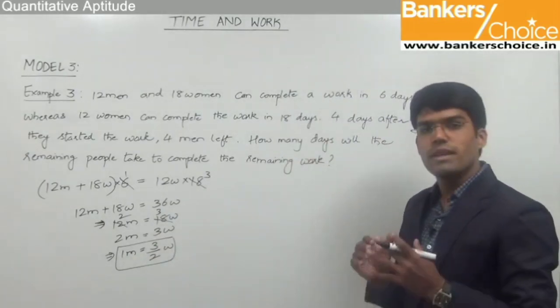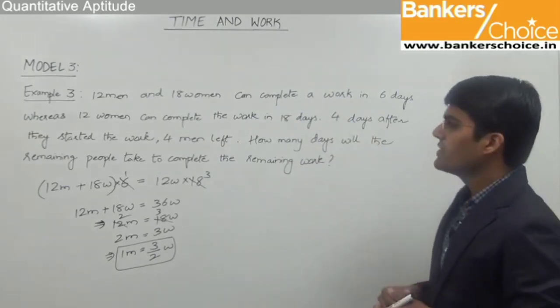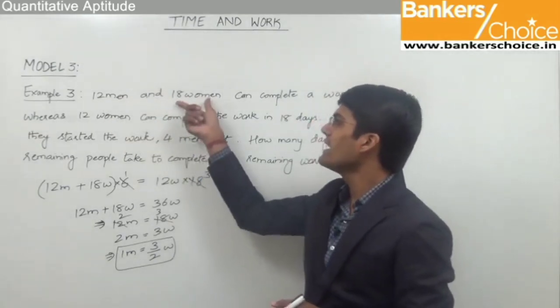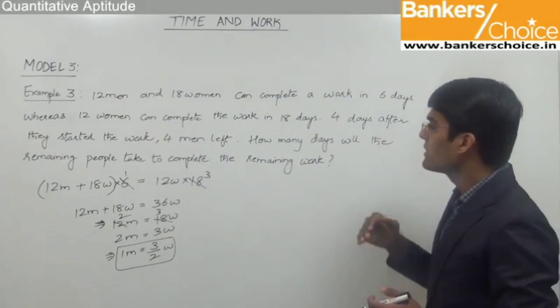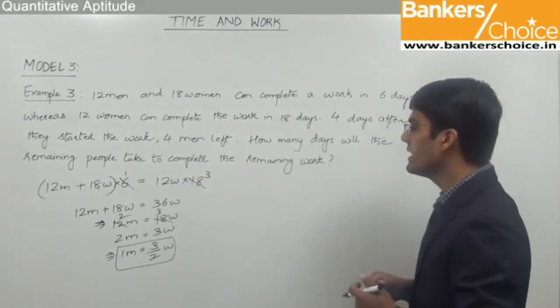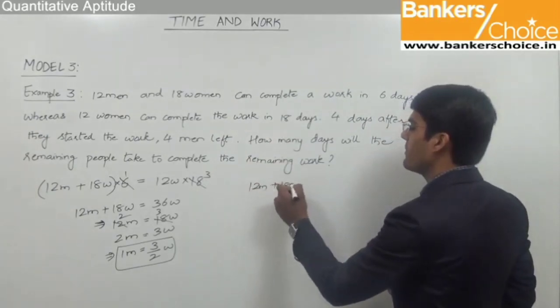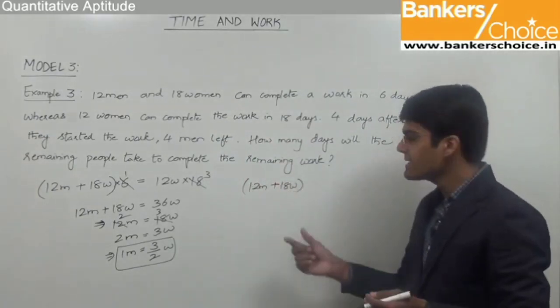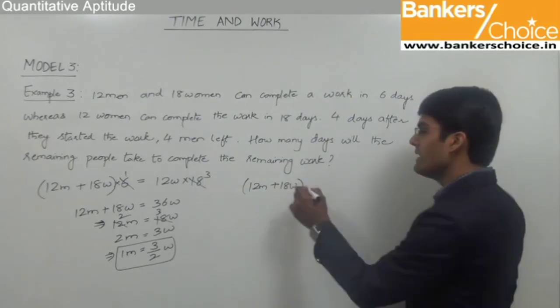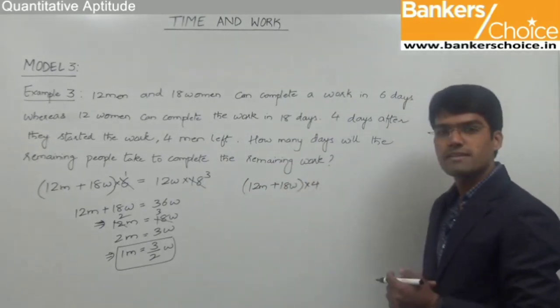Now let us try to frame the equation for the work done in the given case. Initially we know that 12 men and 18 women were doing the work for the first 4 days, and after 4 days 4 men have left. So very clearly for the first 4 days there were 12 men and 18 women. So the work done by them can be taken as (12 men plus 18 women) into 4, since work is nothing but number of persons into number of days.